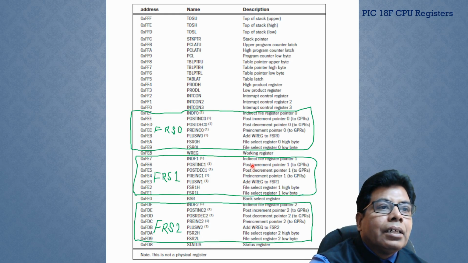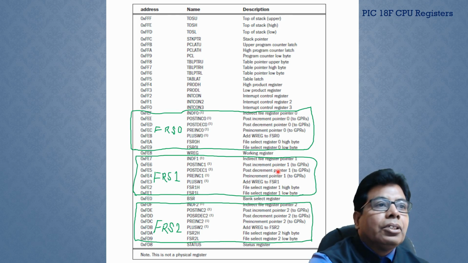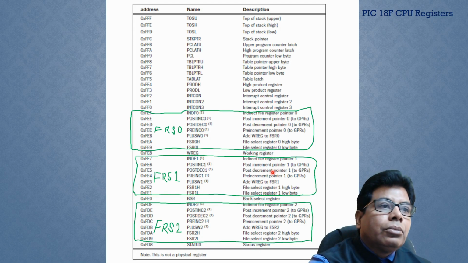Now here each of the FSR registers has an indirect register: INDF2 here, INDF1 and INDF0, that is the indirect file register pointer, for indirect addressing. So this is how the FSR registers will be used for pointing.